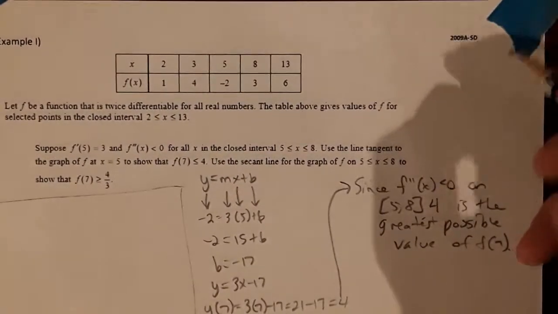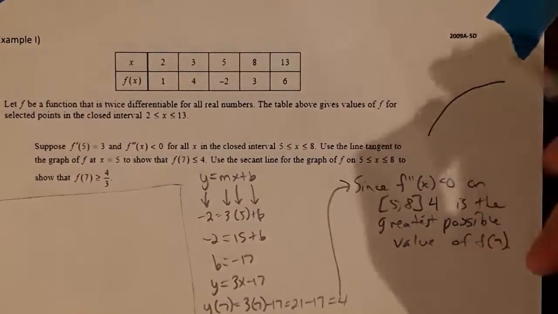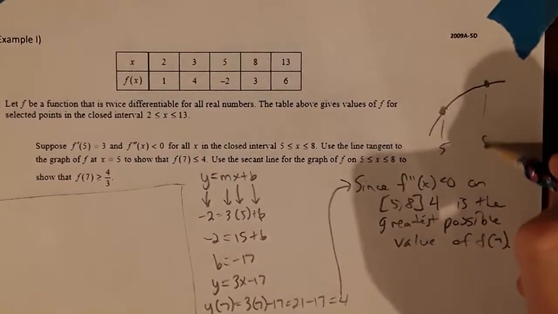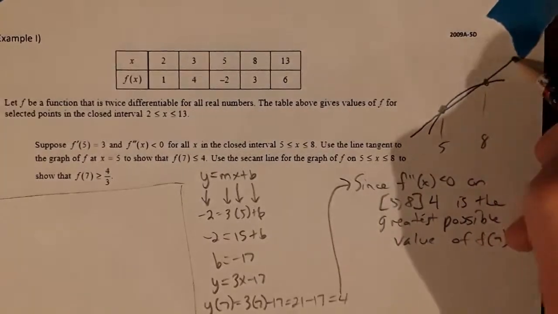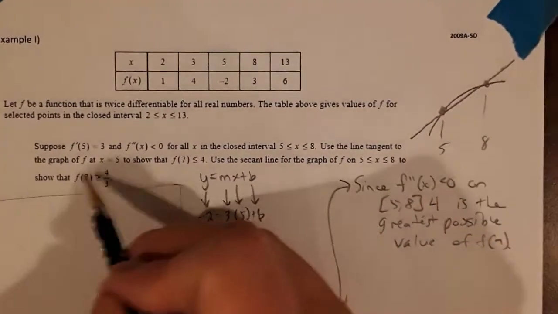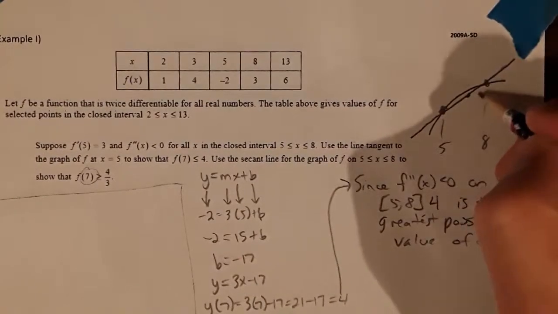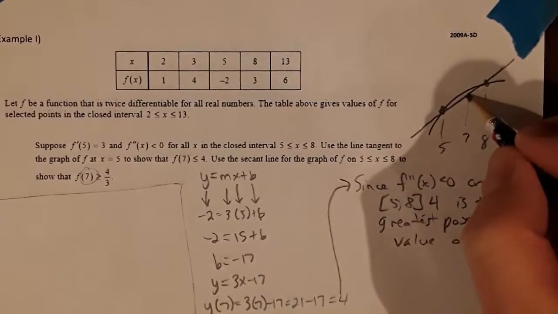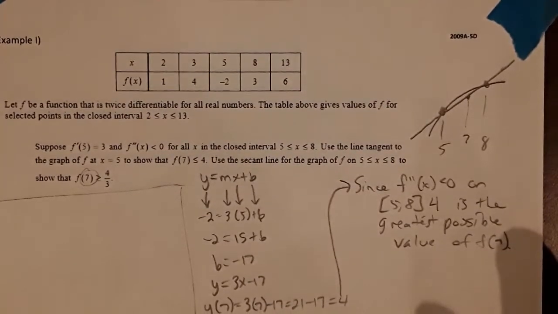So for instance, we have a concave down situation. We have x values at 5 and 8, and if we have a secant line, sure, we'll get an overestimate if we're outside the window, but they're asking us specifically about f of 7, which is inside the window. So we should get, for the secant line, a low estimate in this case.